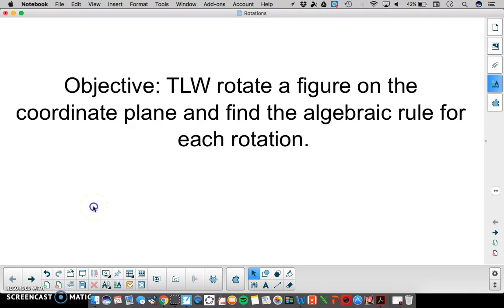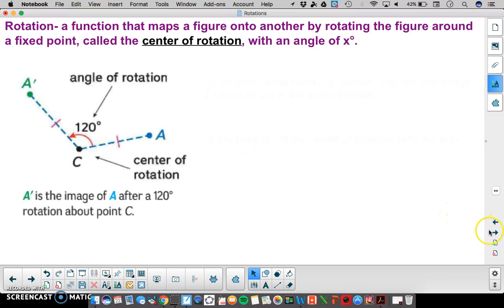In this video, the learner will rotate a figure on the coordinate plane and find the algebraic rule for each rotation. A rotation is a function that maps a figure onto another by rotating the figure around a fixed point called the center of rotation with a given angle x.